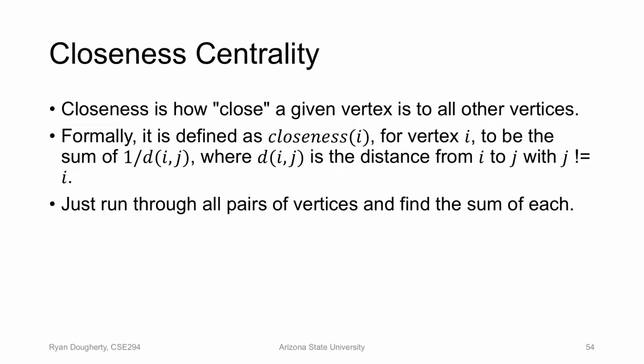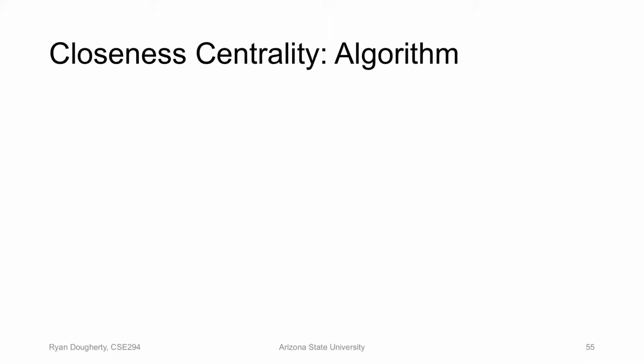And so what we're going to do is run through every single pair of vertices and find the distance corresponding to those two vertices, and then at the end sum them all up and do 1 divided by that number for each vertex. These algorithms are in NetworkX, so you don't have to implement this yourself. So what you're going to do here is loop through every vertex, and in this for loop, I'm going to determine the closeness value of s.